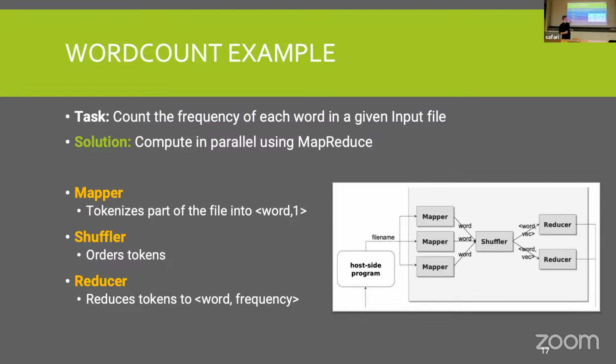And here on the image, you can see how this nicely maps to Biscuit. You have your host side program, which gives the file as arguments to the different mappers. The mappers, shuffler, and reducers are SSD-let instances. Then mappers give it to the shuffler and then to the reducer, and you get your result back.